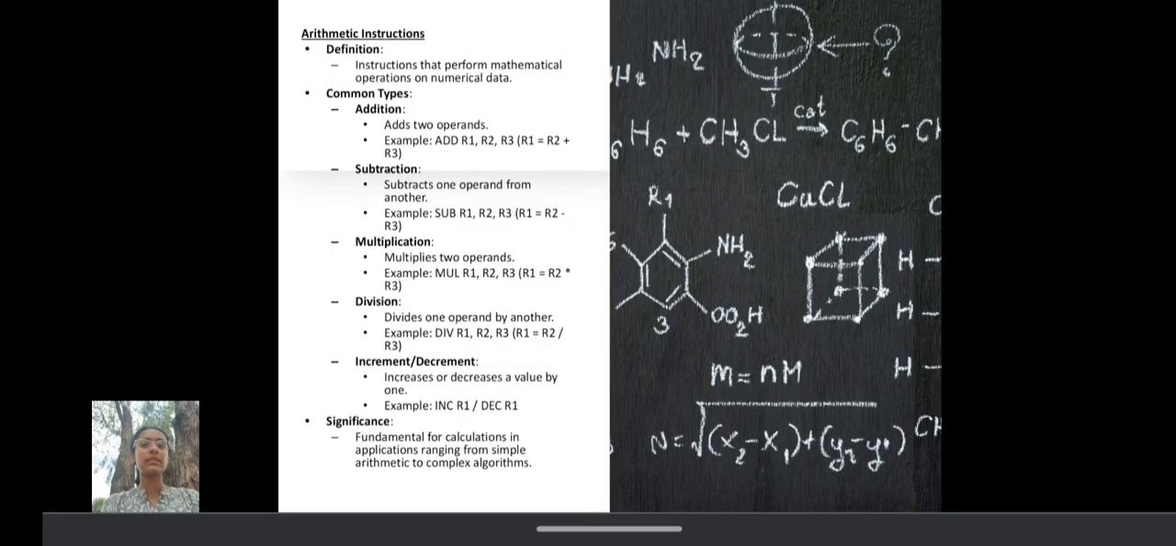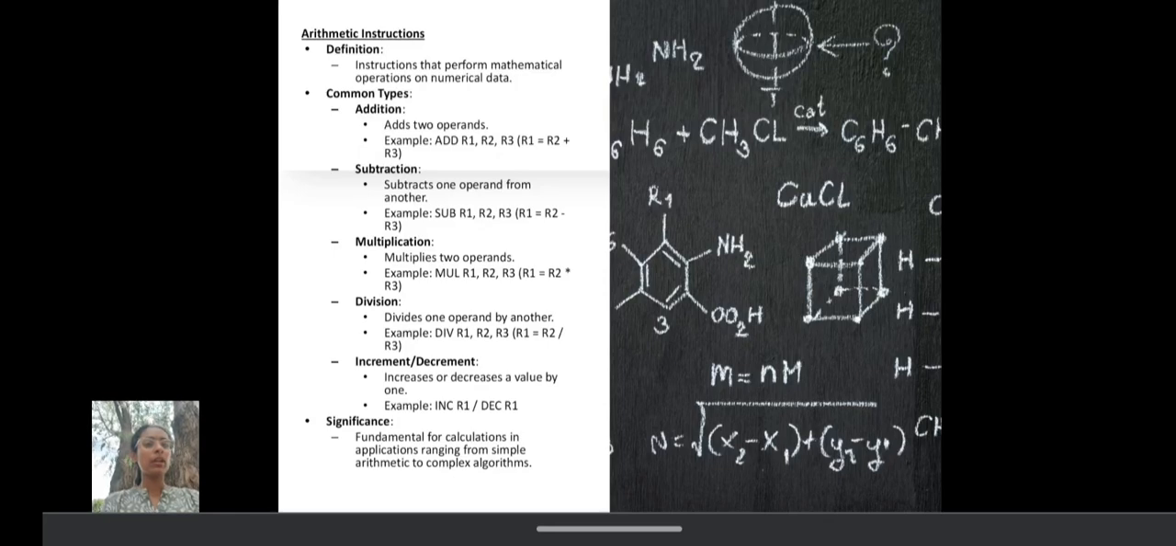The second type is arithmetic instructions. The definition of arithmetic instructions is instructions that perform mathematical operations on numerical data. Common types of arithmetic instructions are addition, subtraction, multiplication, division, increment or decrement. So let us look into each of them in detail.